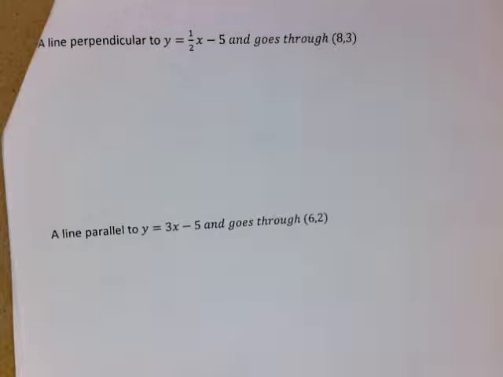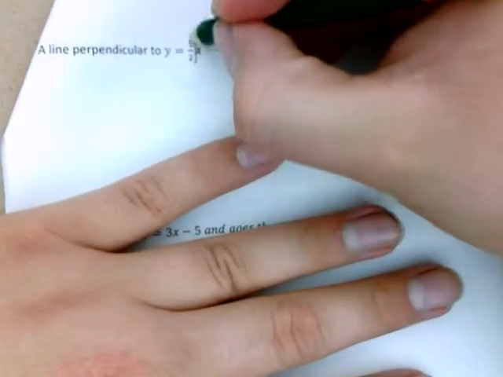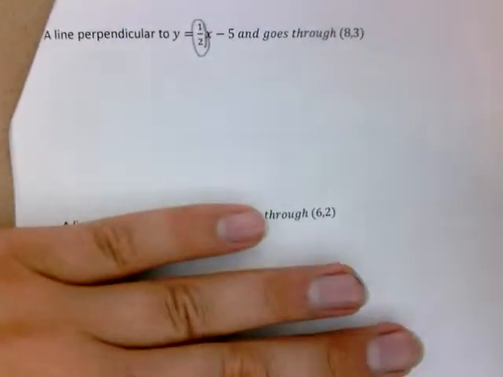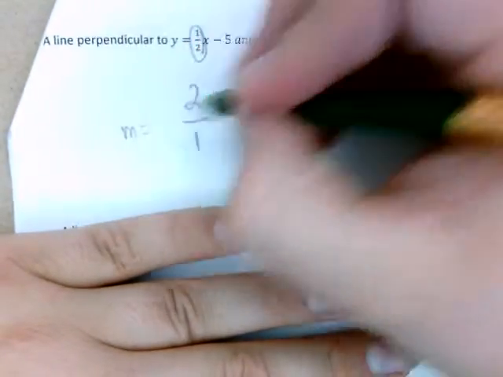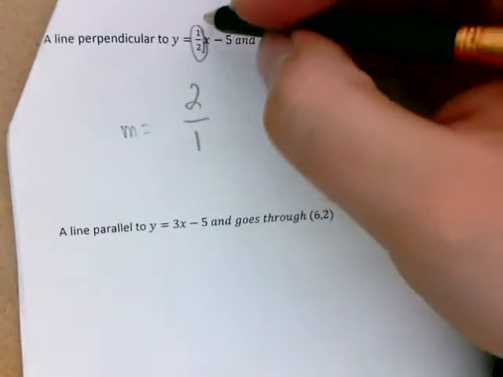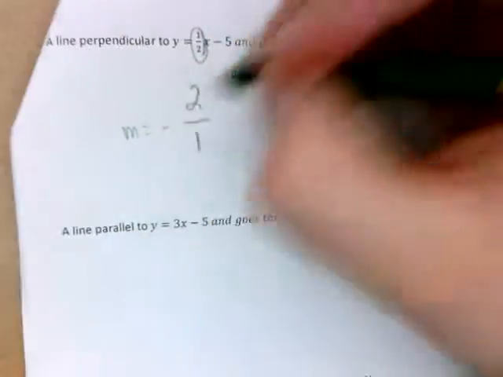So let's do this. A line perpendicular to 1/2 x minus 5 and goes through (8, 3). So remember once again that perpendicular is you flip the fraction. Okay, perpendicular is you flip the fraction, make it negative. So first let's find our m. We're going to flip this. It's going to become 2 over 1. Because this one's positive, this is going to be negative.